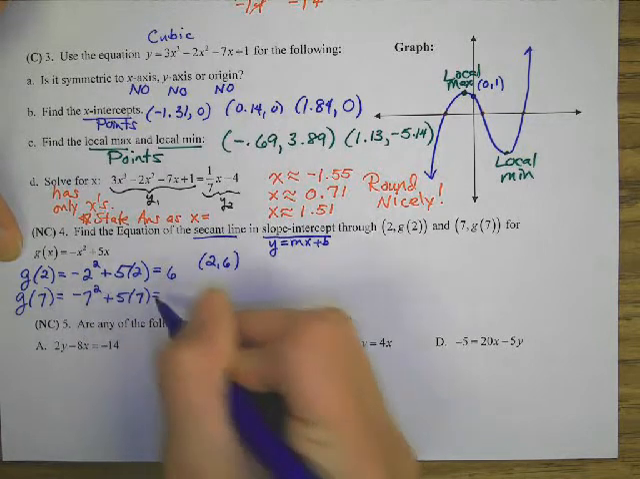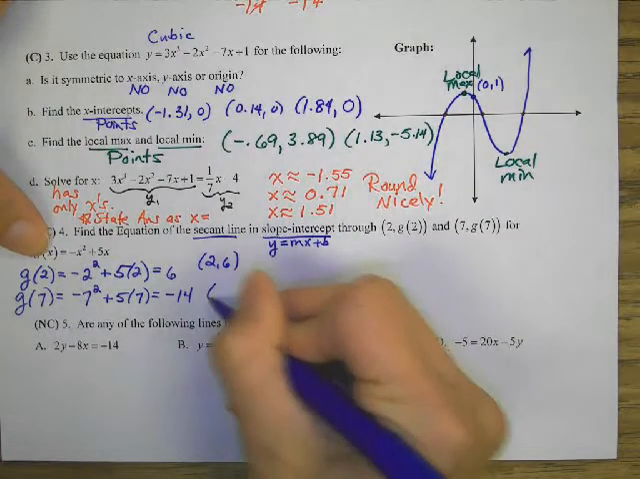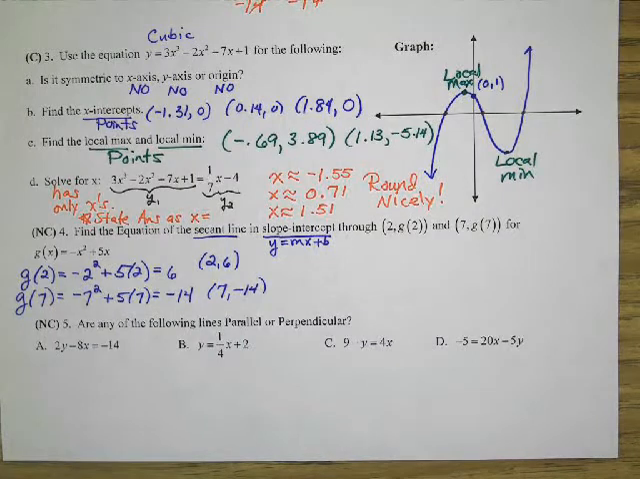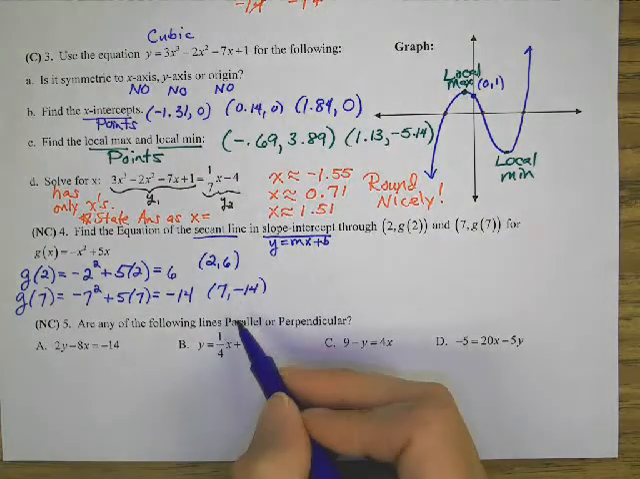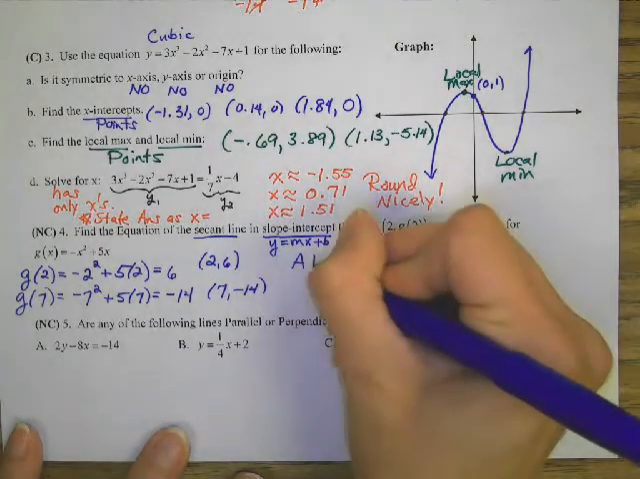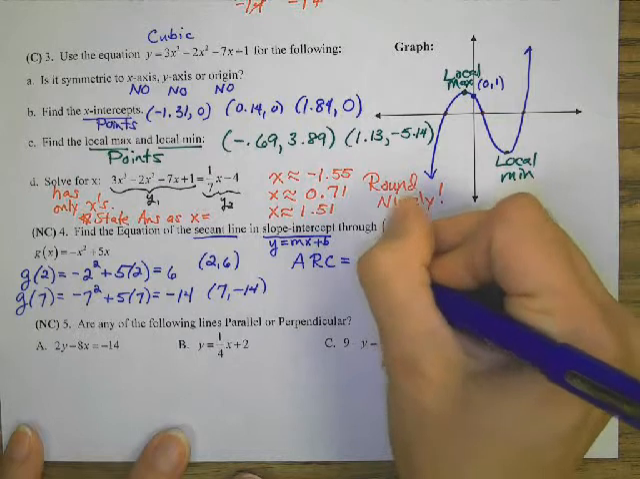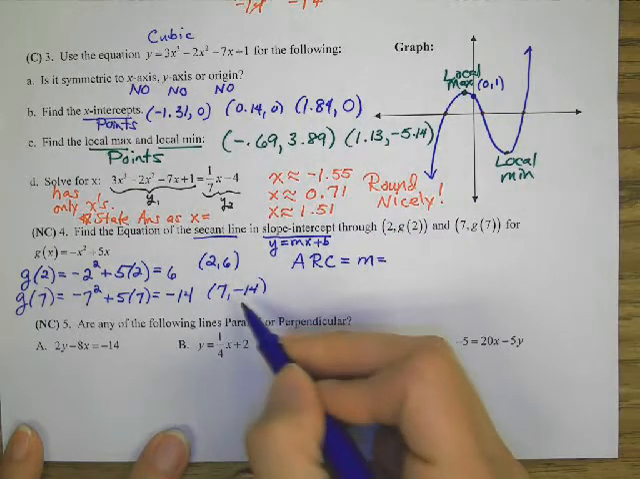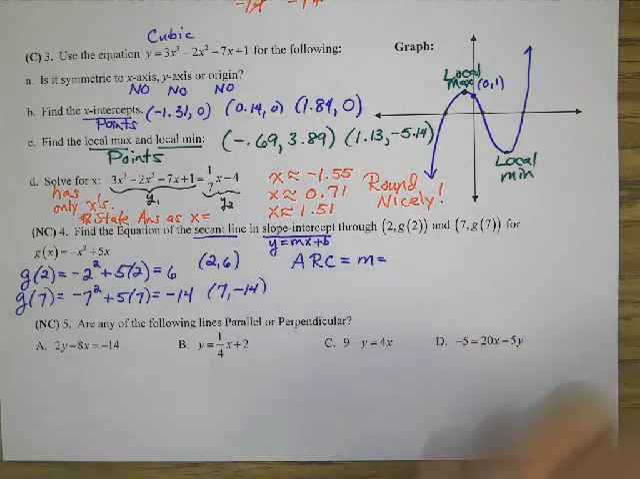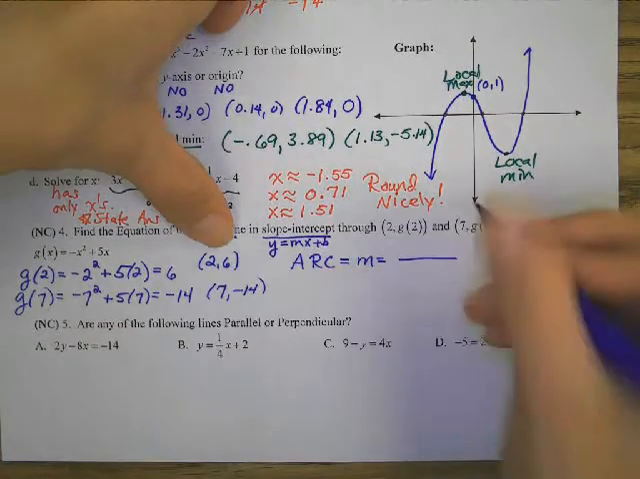Step 2, calculate the average rate of change. When I say average rate of change, that's just a fancy way of saying find the slope between these points, even though the graph is not straight. Okay, so let's start with a y. I'll start with 6 minus negative 14 is plus, and then 2 minus 7. So 20 over negative 5, so the slope is negative 4.